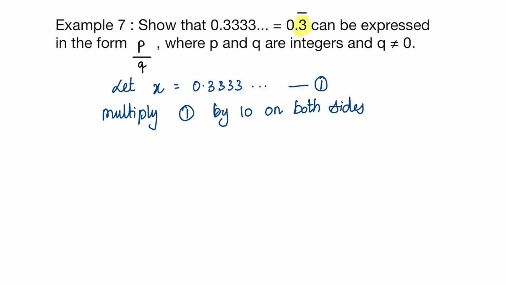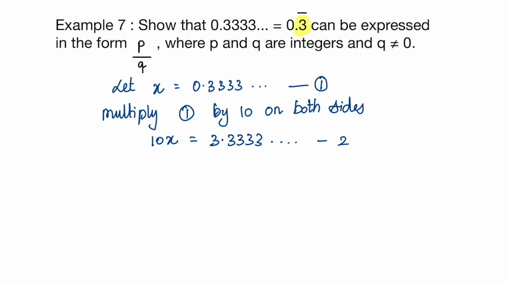Obviously, multiplying it on only one side would make it an inequation. The LHS wouldn't be equal to the RHS at that point. So we are going to multiply by 10 on both sides. So what would that give you? It would give you 10x is equal to 3.3333. Okay, you would get this.